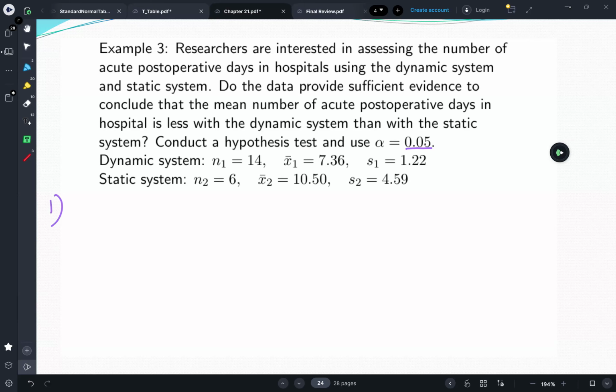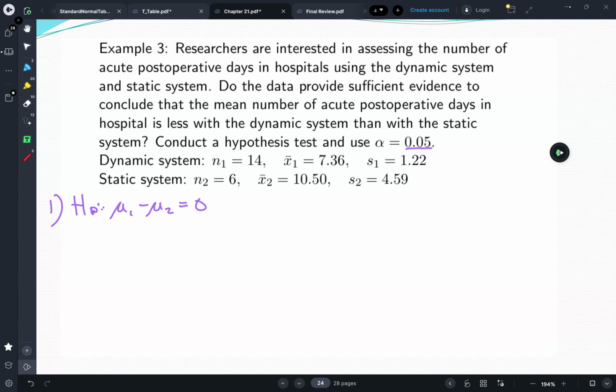And we do this. So step 1, the null hypothesis is always going to be equal to 0. You can literally just write it down. So population 1 is dynamic. Population 2 are the static patients, right? So we have 2 different groups of patients. And so the difference between the static and the dynamic is hypothesized to be 0, there's no difference in the length of stay, right?